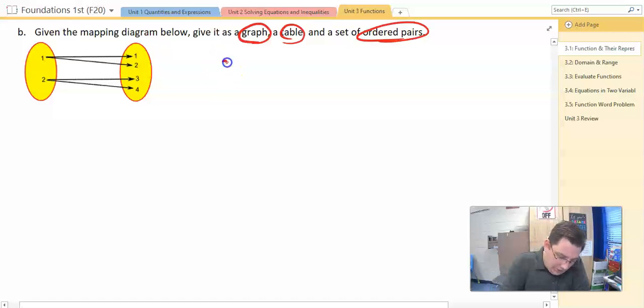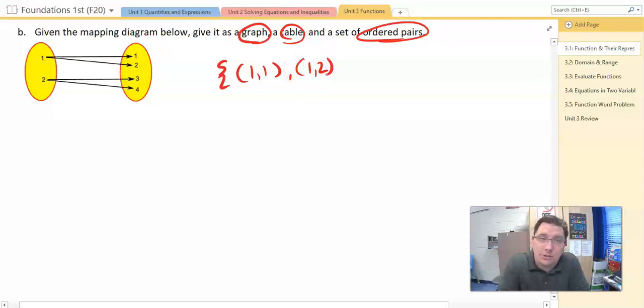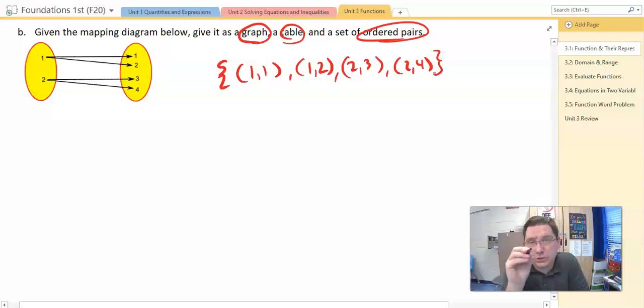And so let's just write out the ordered pairs that we have. Well, 1 goes to what? 1. 1 also goes to 2. So we know right away this is not a function because I have two separate arrows coming out of 1. But that's okay. I can still write ordered pairs. I can still graph it. I can still put it on a table. My other ordered pairs, 2 goes to 3, and 2 goes to 4. And anytime we're writing our set of ordered pairs, we're going to use those fancy looking braces. And if you need help drawing those, talk to me in class and we'll talk about how to write those out the best you can.